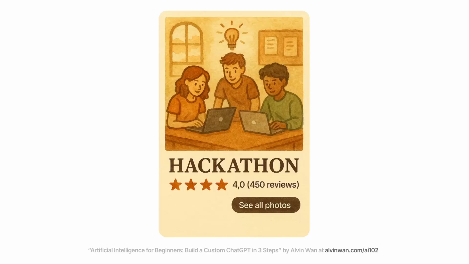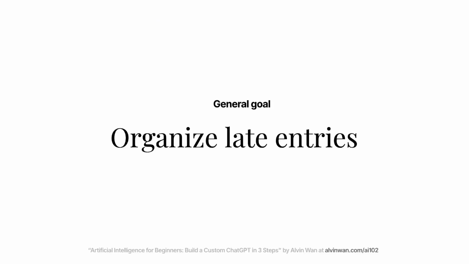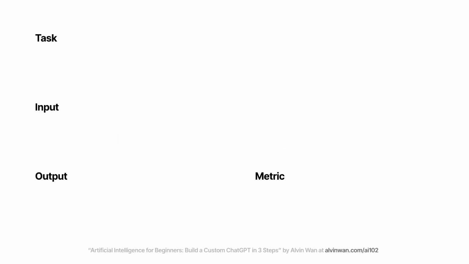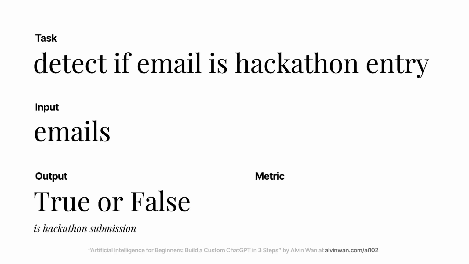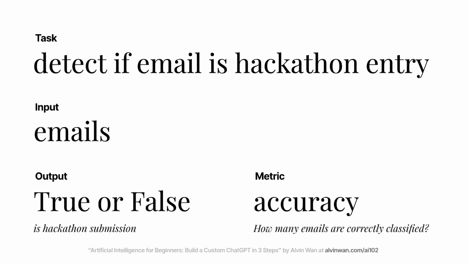Say you're organizing a hackathon, and after the online submission portal closes at the deadline, dozens of people email late entries to you. Your general goal is to organize late entries sent over email. More concretely, your task is to detect if an email is a hackathon entry. The input is an email. The output, whether or not the email is actually a hackathon submission. The metric is also accuracy. How many emails are correctly classified as entries or not?